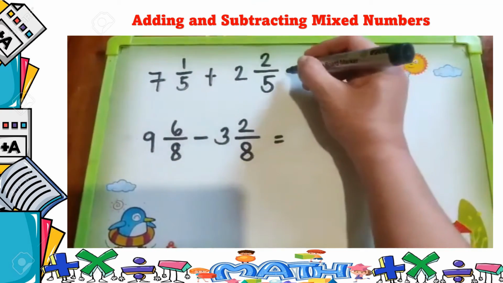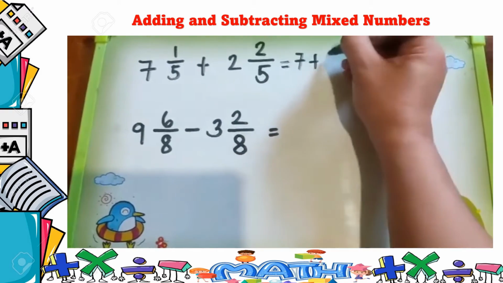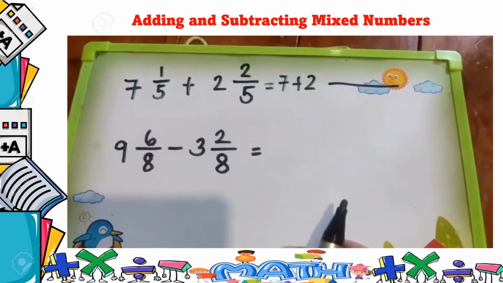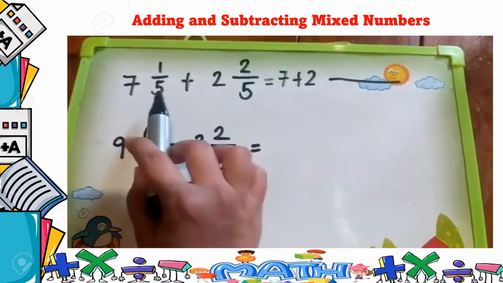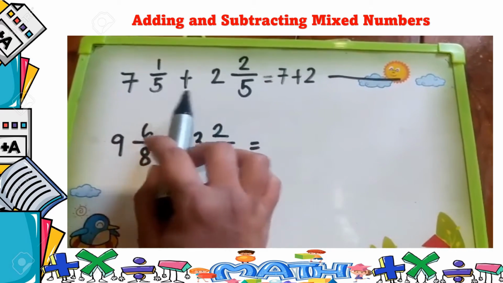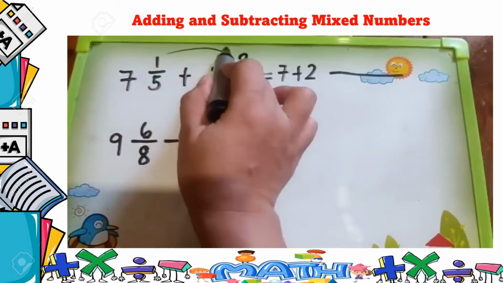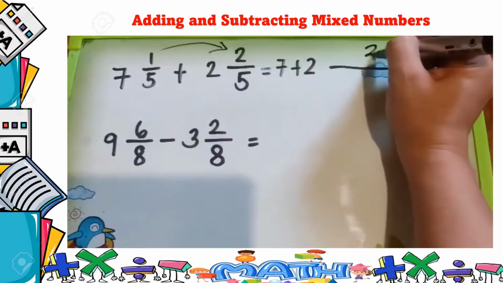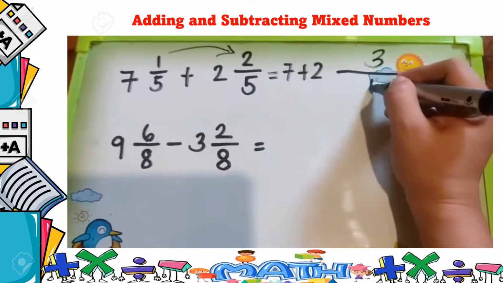So we will just add 7 plus 2. And then, let's add now the fraction. So 1/5 plus 2/5. So as you can see, they have the same denominator. So we will now add the numerator. So 1 plus 2 is equal to 3. And then copy the denominator which is 5.